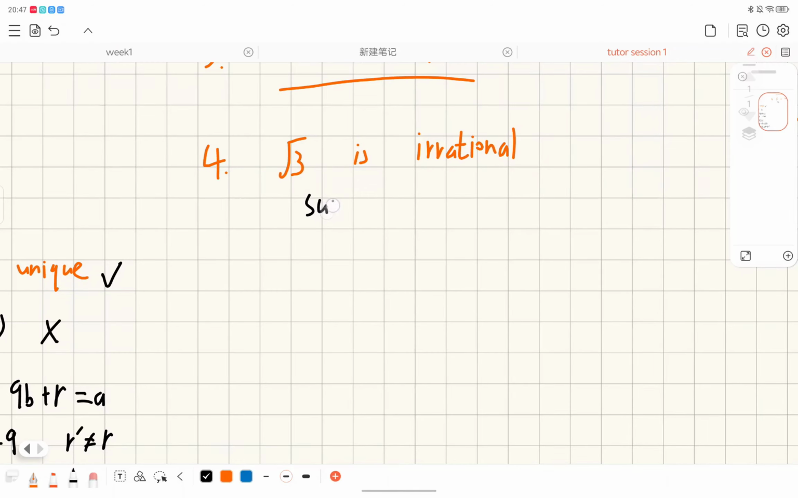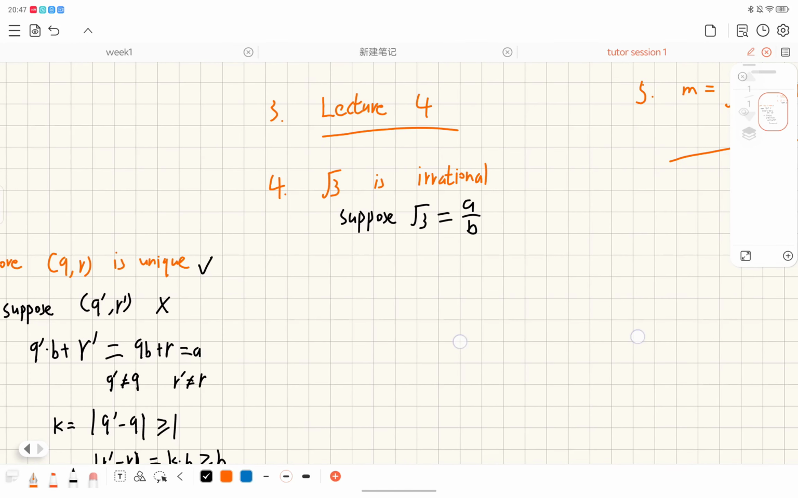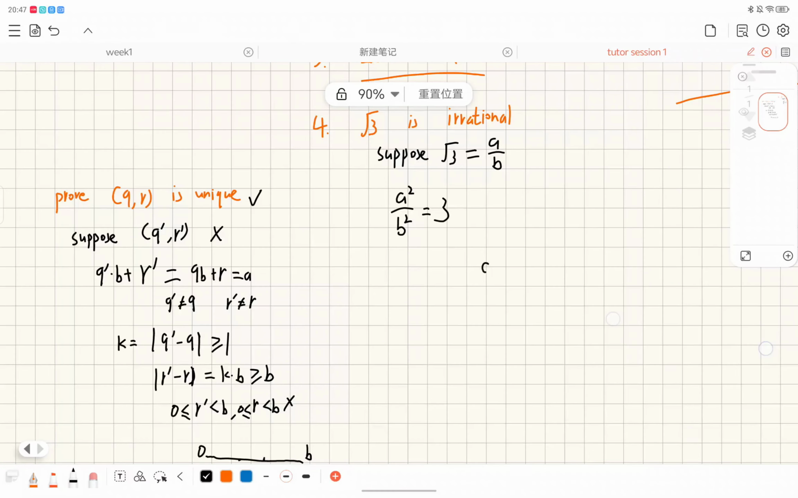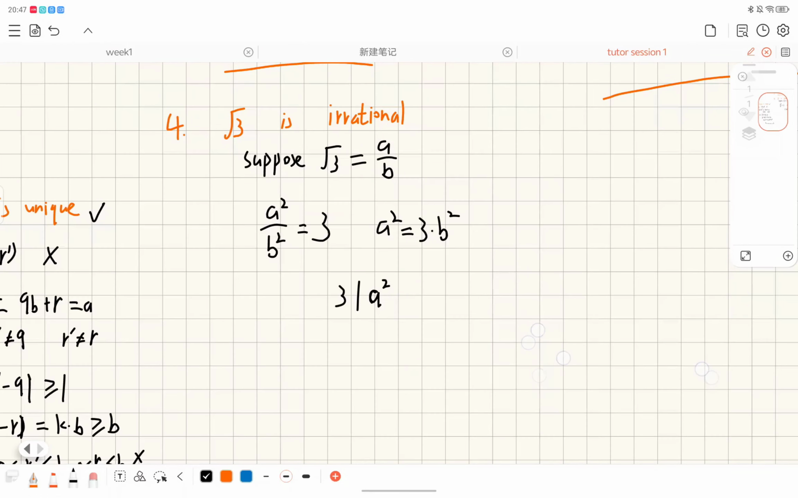So we just suppose it is rational. And what does rational mean according to the definition? Rational means it can be written as A over B, where both A and B are natural numbers. And as we know this, we can say that A squared over B squared equals 3, and so A squared equals 3 times B squared. As we know, A squared is a multiple of 3. So A squared has the factor 3. And here we should know that A also has the factor 3.